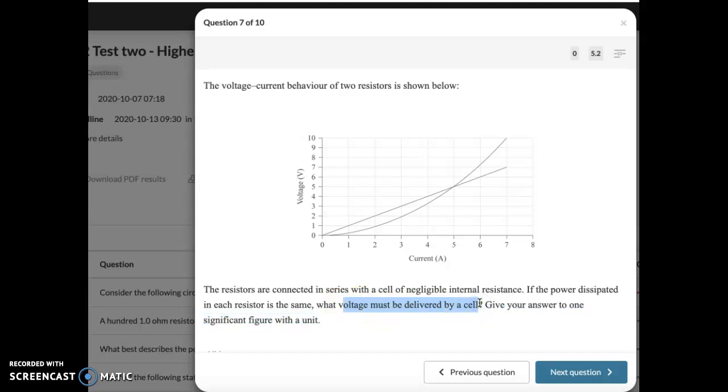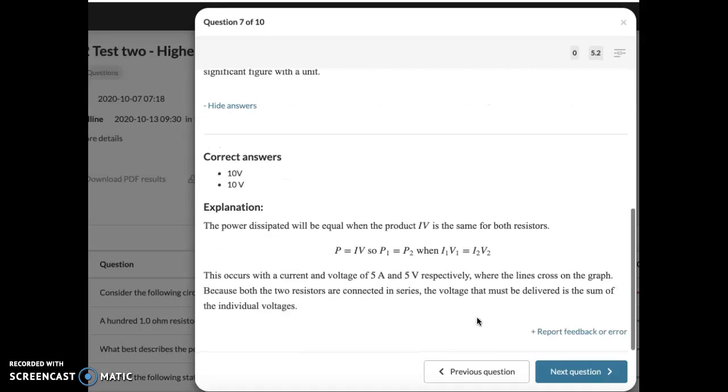Now there's another layer of difficulty. You've figured out that each component has 5 amps and 5 volts going through it. The resistors are connected in series. That means that in total, the voltage of one resistor plus the voltage of the next resistor is the voltage that must be delivered by the cell. So therefore the total is 10.